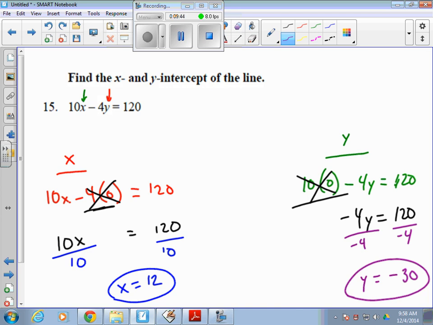So that's 2 points. You could graph that equation. On the x-axis, you could put a plot at 12. And on the y-axis, you could put a plot at negative 30.